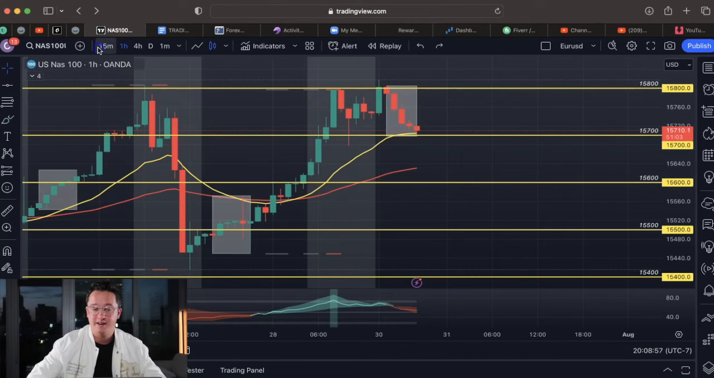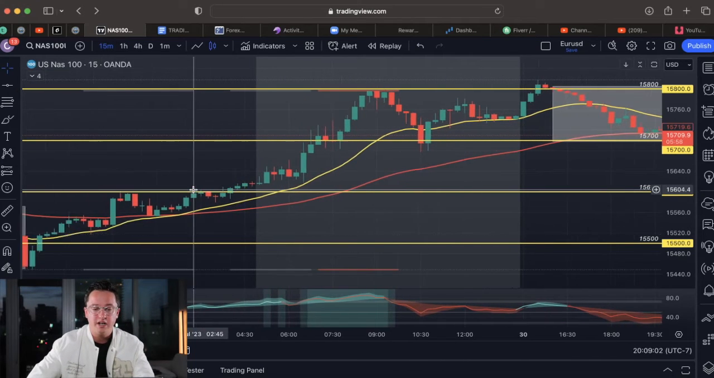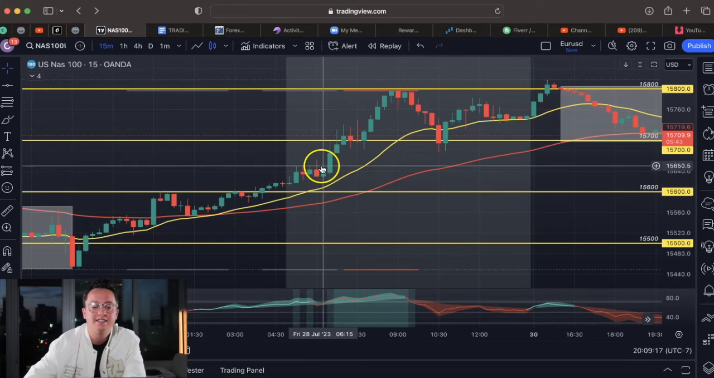Then, my favorite time frame, the 15 minute. This is where I am simply looking at the candles. I need to get a candle that is in confluence with my trend. So if I'm in an uptrend, I want to find a bullish candle. If I'm in a downtrend, I want to see a bearish candle.